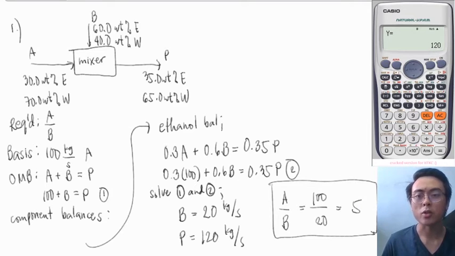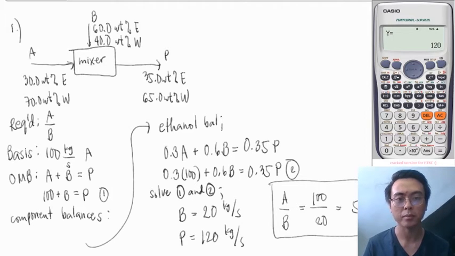Okay? So you can also try this example with different bases, and you will see that you will be arriving with the same A over B ratio. Even if you choose a peculiar basis, like let's say, for example, you use your basis as 562 kilograms of P. You start with the products, and then you back solve, you can solve the values of A and B. You should be arriving with the same A over B ratio if you have the correct answer. Okay, so that's a relatively simple problem for mixing. Let's go to the next one.